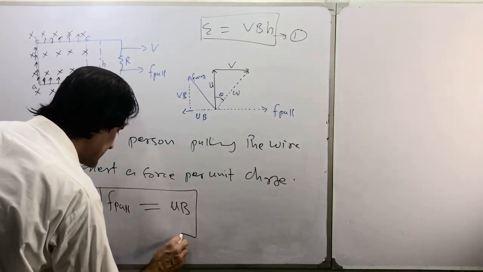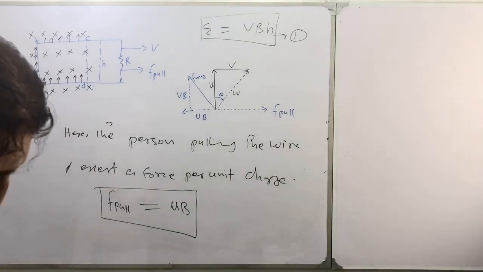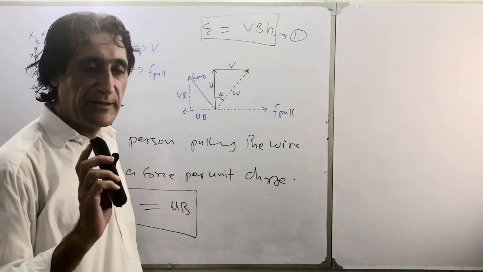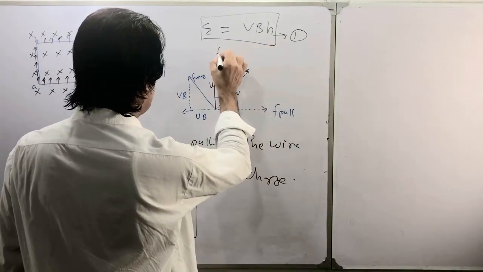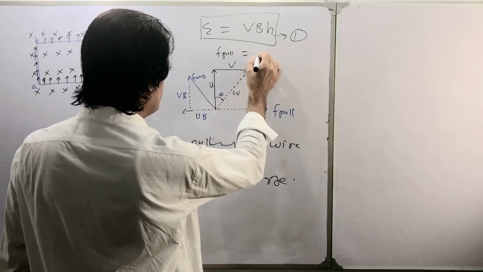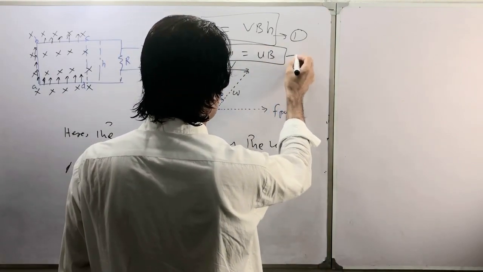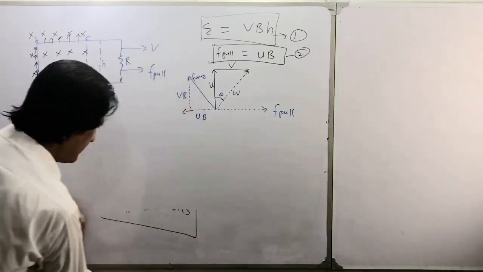So this is the equation that I have derived. Now, the work done per unit charge, I have to calculate the work done per unit charge. Let this F pull be equal to UB, and I will write this as equation 2.